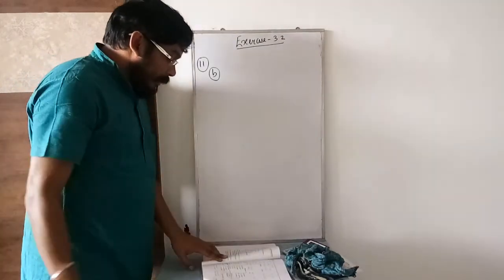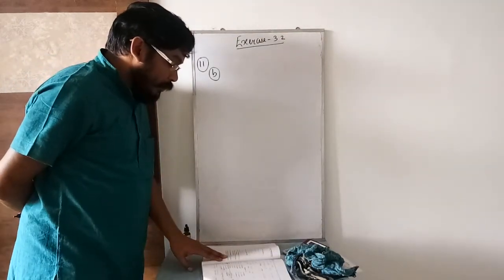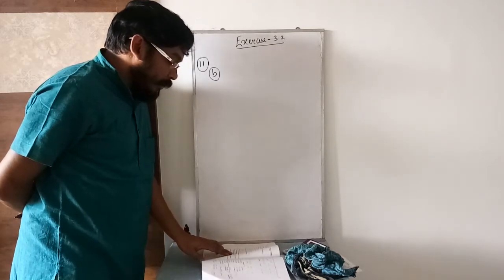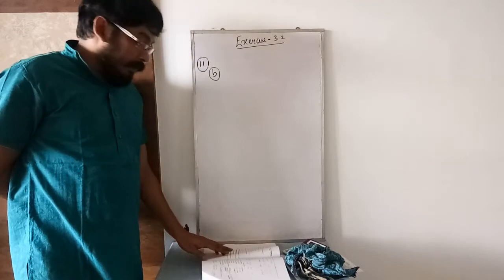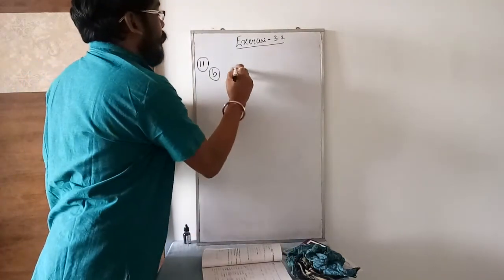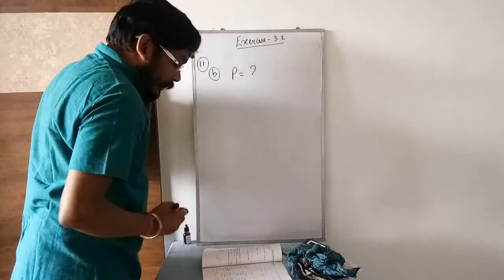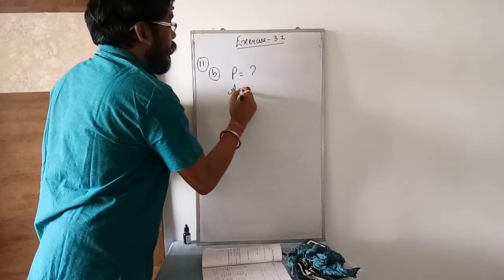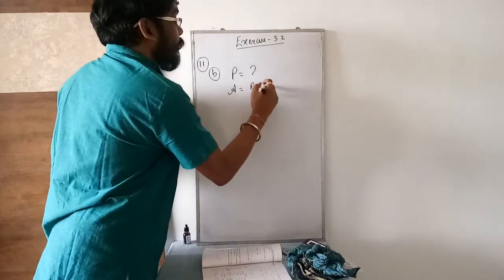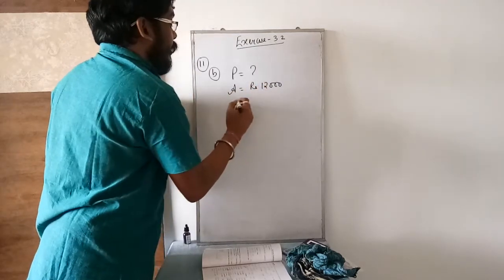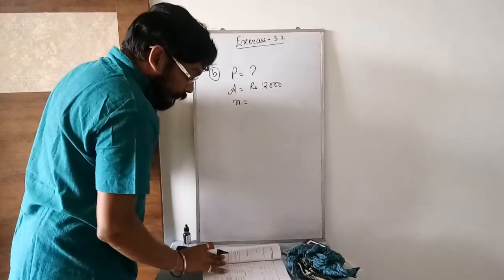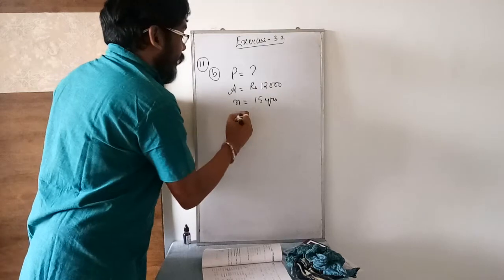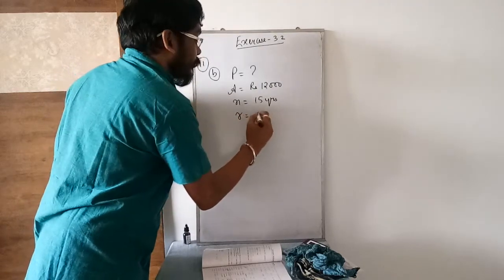Next, find the principal amount which becomes rupees 12,000 after 15 years, calculated in compound interest at the rate of 5% per annum. Same case here. We have to find the principal amount, P equal to question mark. What is the amount? It is 12,000. A equal to rupees 12,000. Your n is given here, 15 years, and r is your 5% per annum.